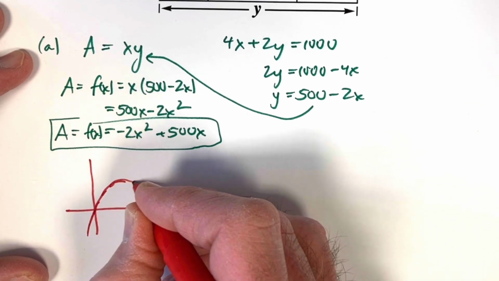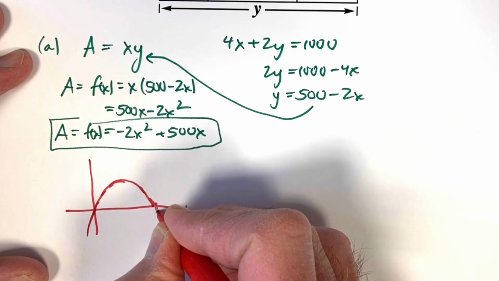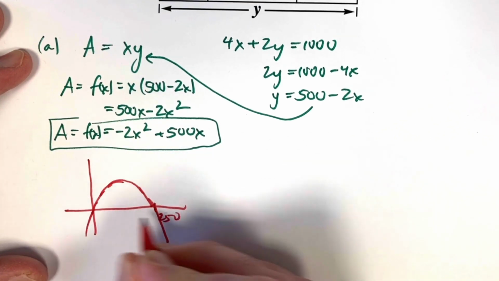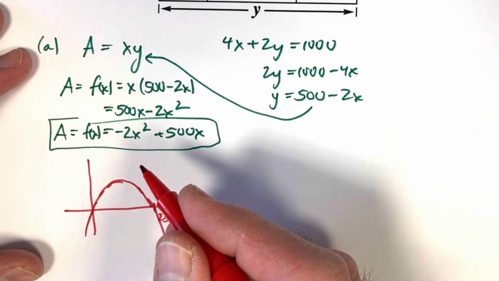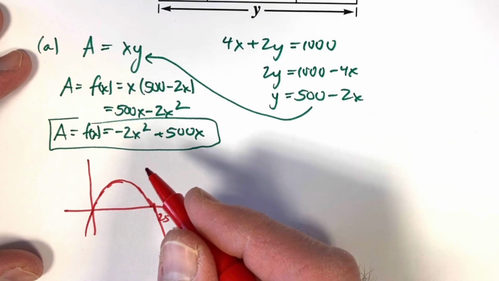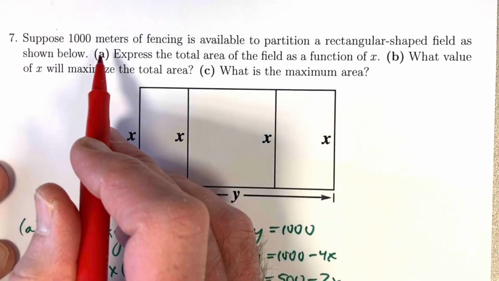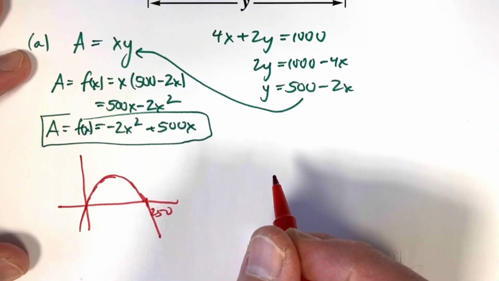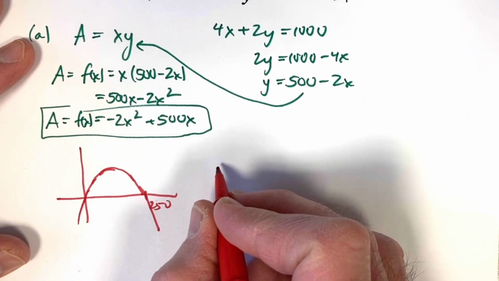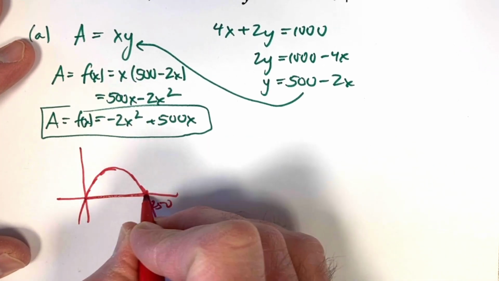And in fact, as far as the application goes, we only care about what happens when x is between 0 and 250, because otherwise the output of this function is going to be negative, and that means it's not an allowed value of x. If x is too big, you're going to have over 1,000 meters of fencing. You have to satisfy this constraint still. So the domain for the application is just between 0 and 250.